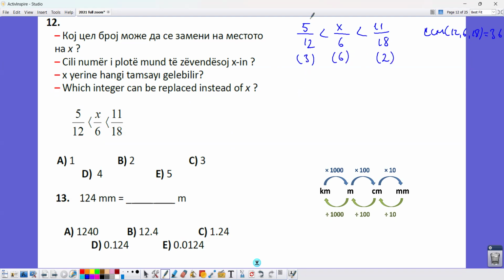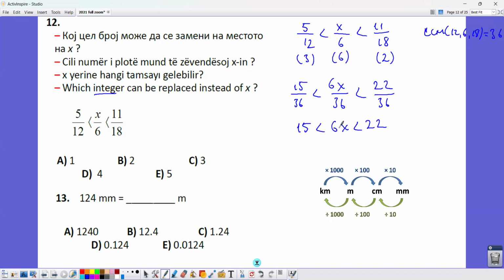Then it will become 3 times 5, 15 over 36 less than 6x over 36 less than 22 over 36. Now, because all the denominators are the same, I will write only the numerator parts: 15 less than 6x less than 22. Because we are looking for an integer, I will give some integer values instead of x to find which one will work.